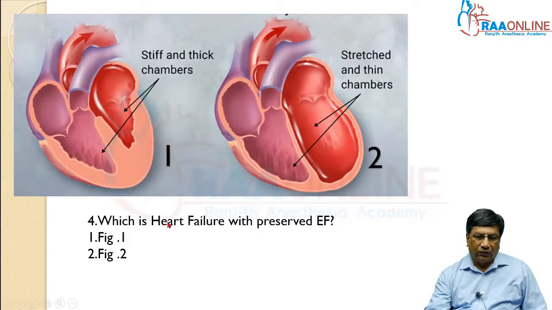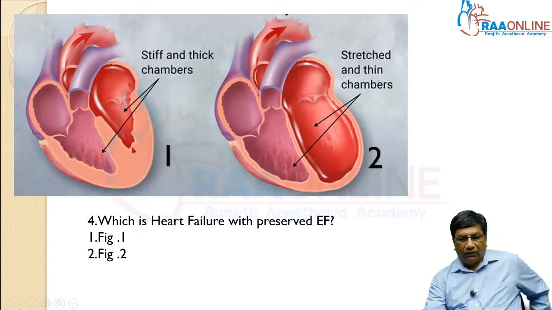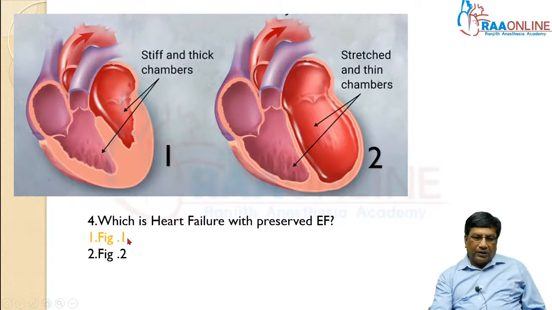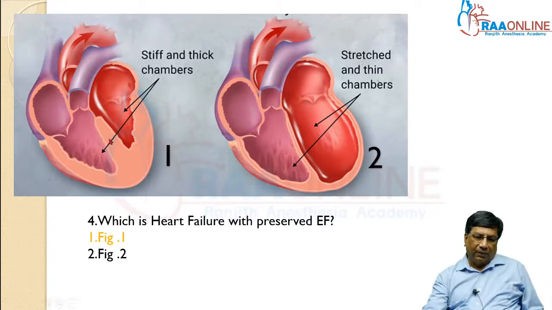So, I am asking you which heart failure in these two pictures is heart failure with preserved ejection fraction. The difference between heart failure with reduced ejection fraction and preserved ejection fraction is the ventricle. Small stiff ventricle, hypertrophied ventricle with dilated atrium is heart failure with preserved ejection fraction. Large ventricle with thin walls is heart failure with reduced ejection fraction. So, our answer is likely to be 1 in this patient, because this is the typical heart in heart failure with the preserved ejection fraction.